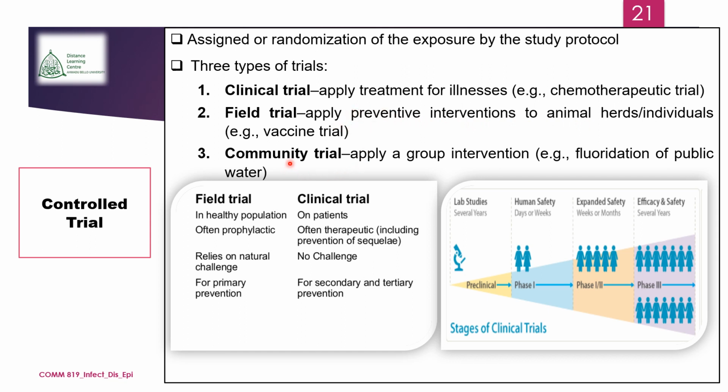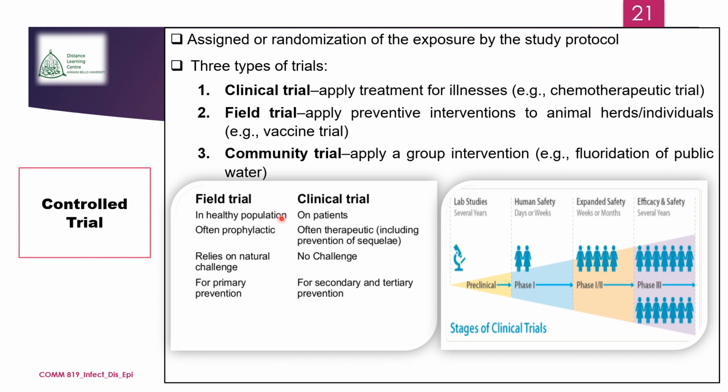Then we have the community trial, which applies to a group of individuals' intervention. Okay, for instance, fluoridation of public water compared with another community that fluorine is not added to their water, to now see the outcome. Okay, so clinical, field trial, and community trial are all additional types of controlled trial.